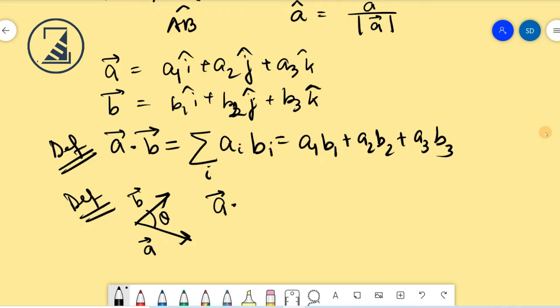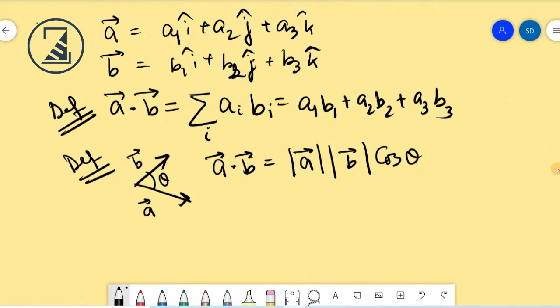Then A dot B is nothing but mod of A times mod of B, that is, the magnitude of A multiplied by the magnitude of B multiplied by the cosine of the angle between them. This is also an absurd operation. Why would we like to define something like the magnitude of A times the magnitude of B multiplied by cos theta, from wherever we don't know?